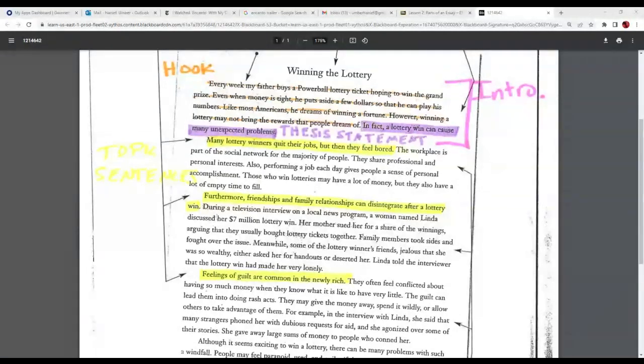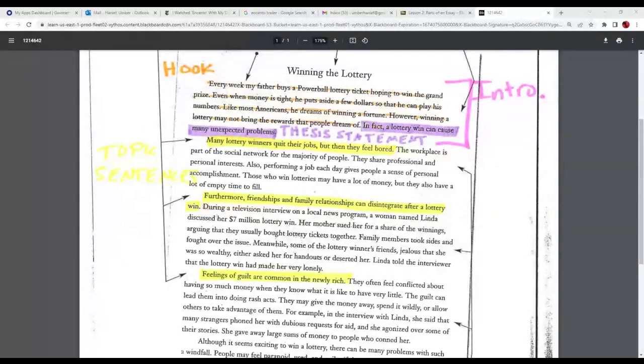Okay, number one unexpected problem for people who win the lottery is that someone besides Patricia, tell me. Many lottery winners quit their job, but then they feel bored. They get bored because they quit their job. So boredom is the first unexpected problem. Thank you. What is the second unexpected problem?